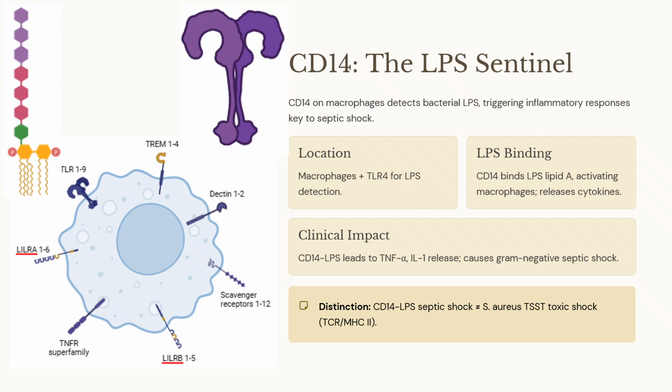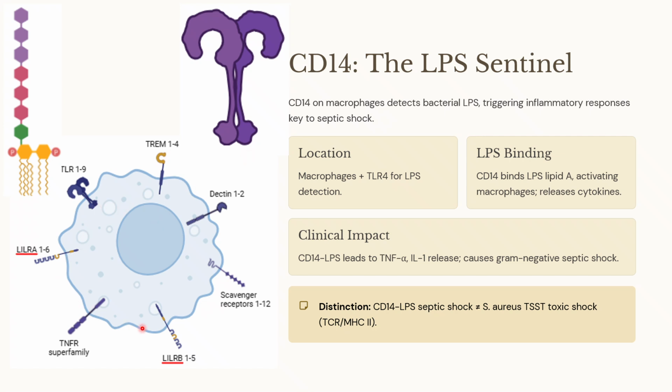We are going to see about the CD14. The CD14 is the lipopolysaccharide sentinel. What does that mean? It acts as a sentinel for lipopolysaccharide, or LPS in short. This CD14 is not a signaling receptor by itself, but it functions as a co-receptor with toll-like receptor on the macrophages. I can explain that to you bit by bit.